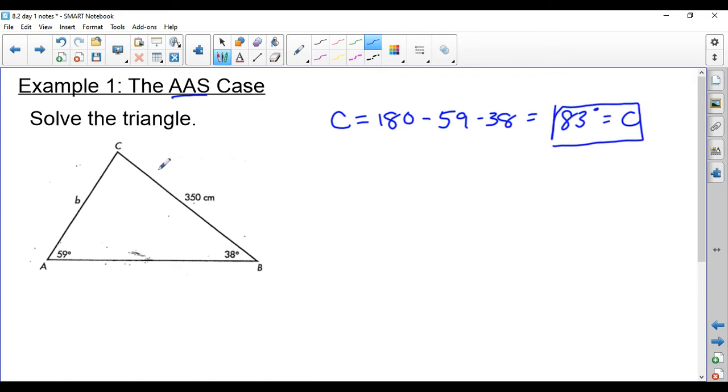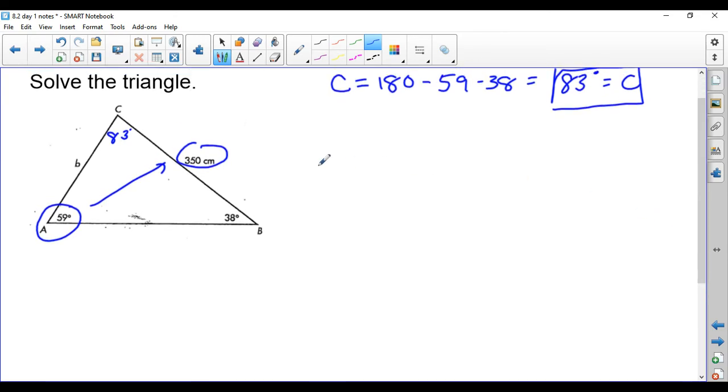Now, without the law of sines, that would be all that we could do. But now that we have law of sines, I have an angle and a side opposite of it that I know the values of both. You always have to know one opposite side and angle in order to use law of sines. I'm going to plug into law of sines by filling in a fraction that I know both values.